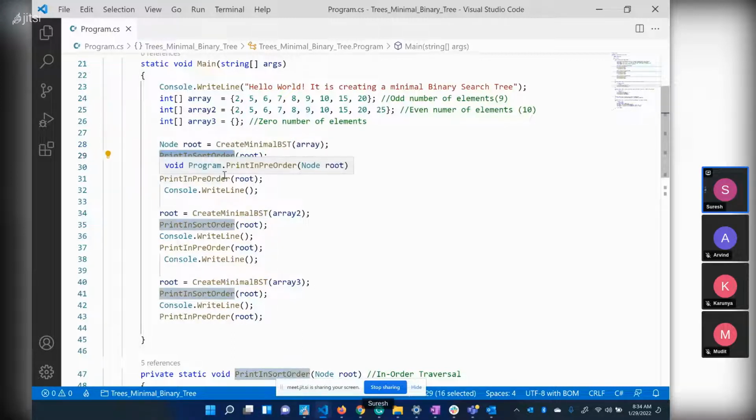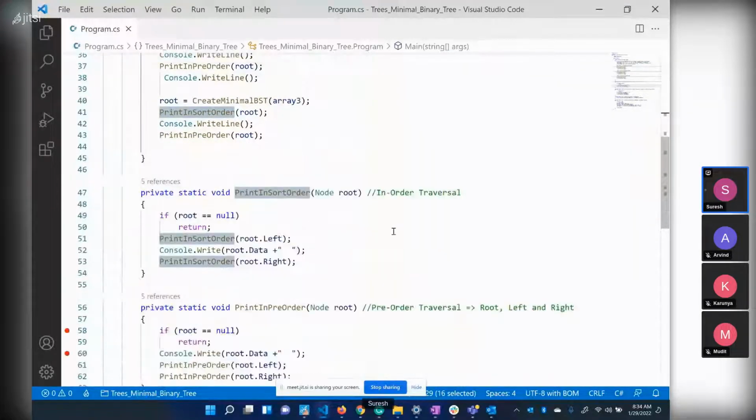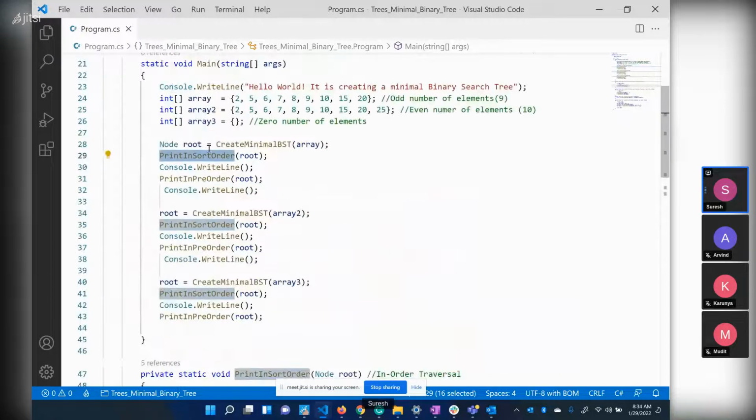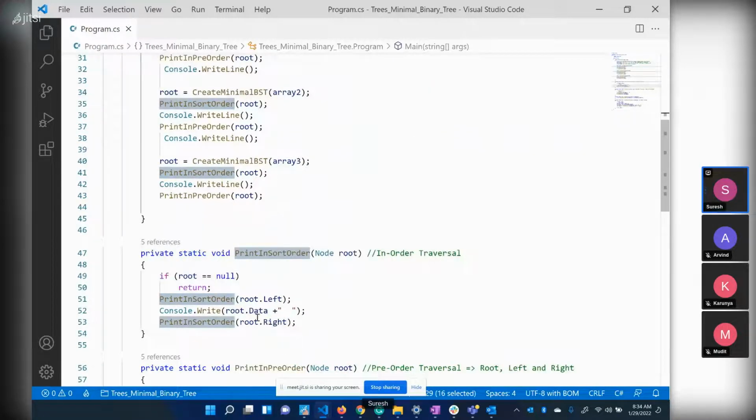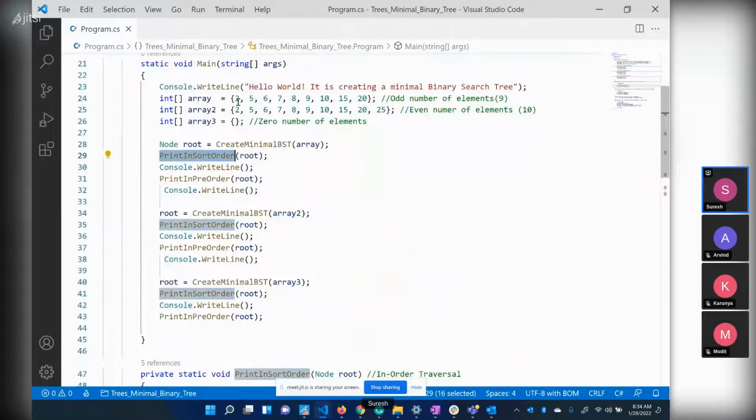Printing in sort order is basically printing the in-order traversal. Once you create the tree and send it to the in-order traversal, you see the elements in sorted order, but they were already given in sorted order. You will see the same output if you print in in-order fashion. So that's why I printed in pre-order fashion.